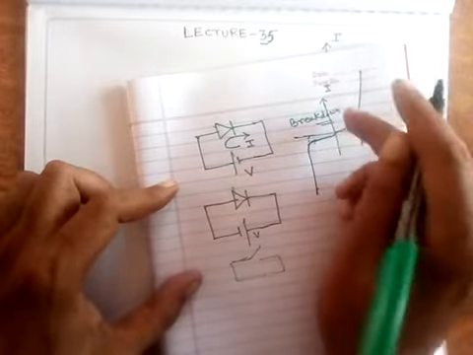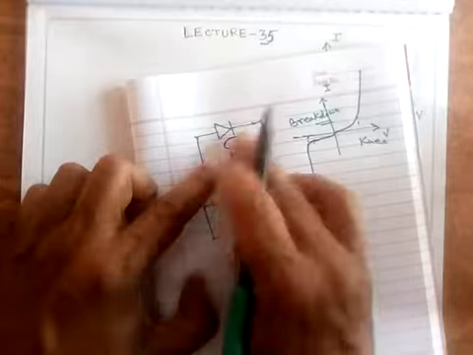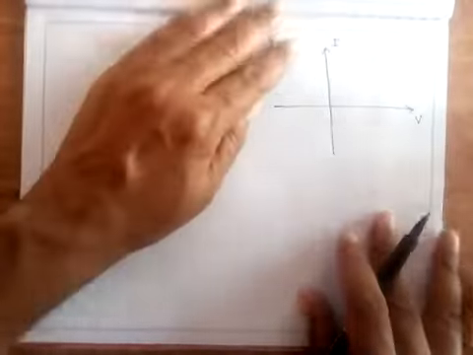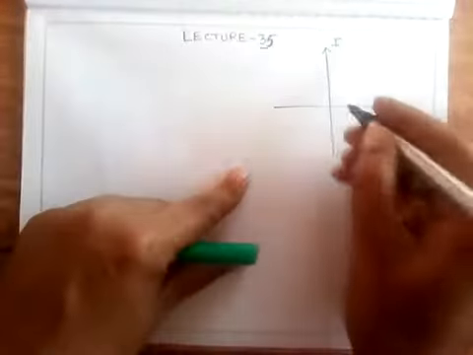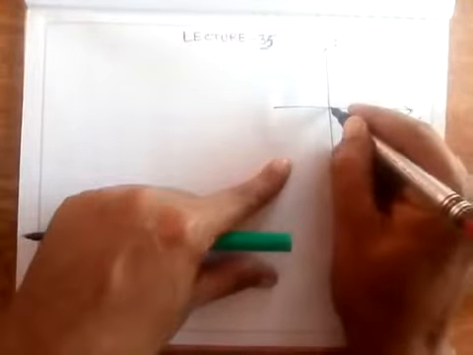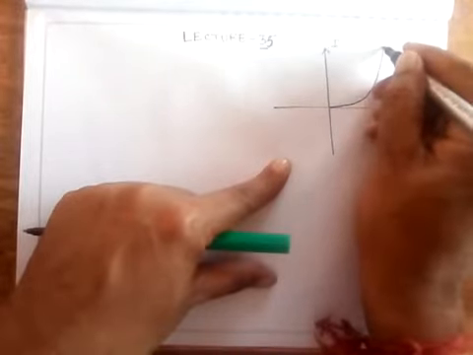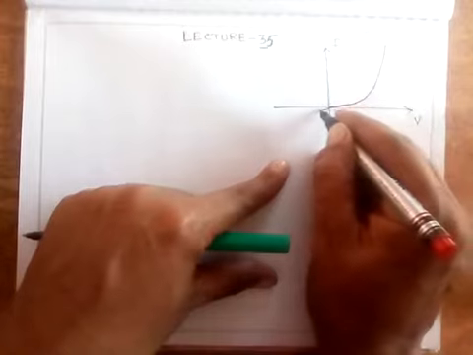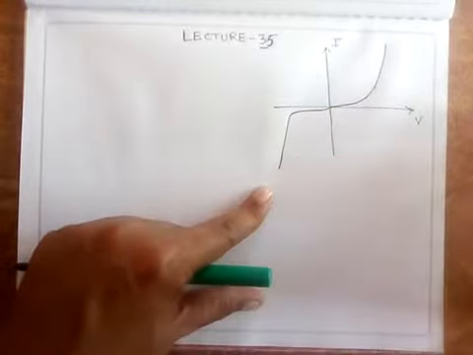So this is the characteristics. If the applied voltage is V and the current flowing through this diode is I, this is the characteristics that I discussed with you in the last lecture, and the characteristics is like this. This current flowing here in the forward bias is this way, and here you have this leakage current, and after a certain point you have this breakdown voltage here.